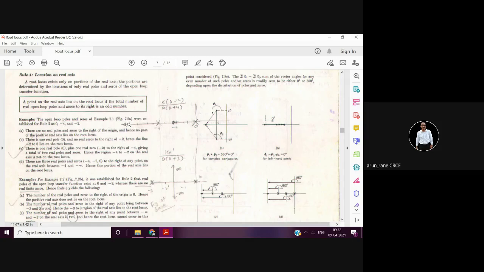Now you stand here and look at the right. Two poles and one zero, so that is 3. So it's an odd number. That means there will be root locus from here to here. So like that. Is this clear? Yes, sir.